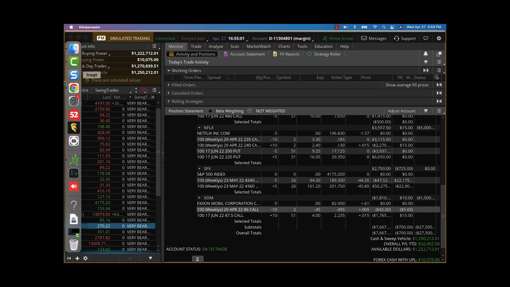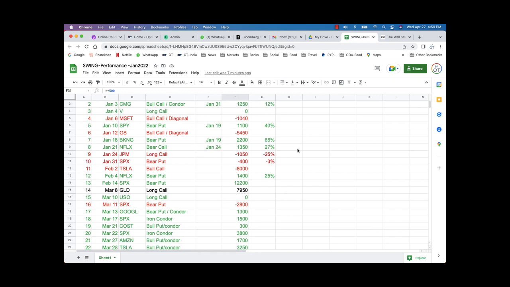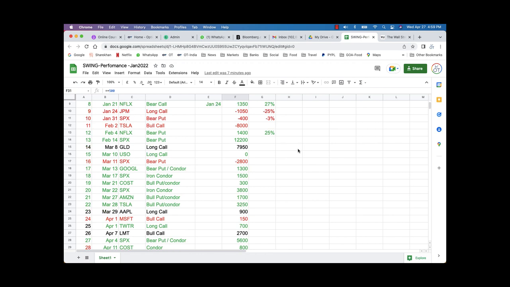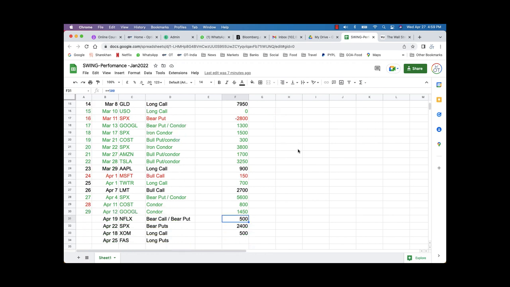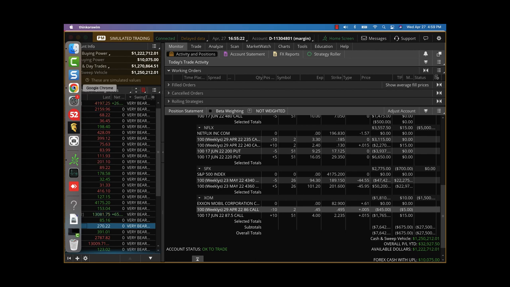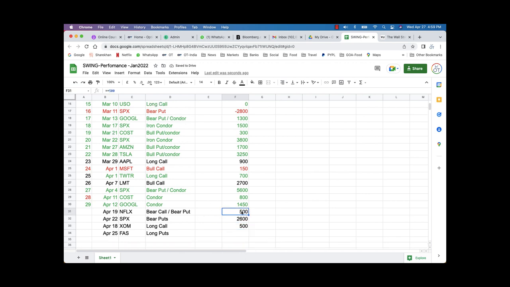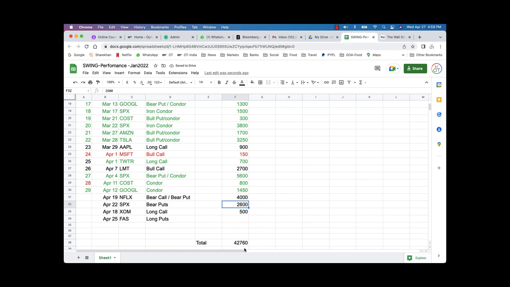Okay, so let's try to do the overall numbers here. If you look at our spreadsheet, we started this spreadsheet in Jan, and here we go. We are so far at the end of April, and for today I have put 2,400 for SPX, but it looks like it could be about 2,800 as well. So we'll finalize that figure, and I'm going to put about 2,600 here. And then what we have is Netflix. Netflix, we've already booked 500, and today we're going to book another 3,500. So here we go. This is our real numbers. And you can see it comes up to 42,000 for the year, which is just these 4 months.